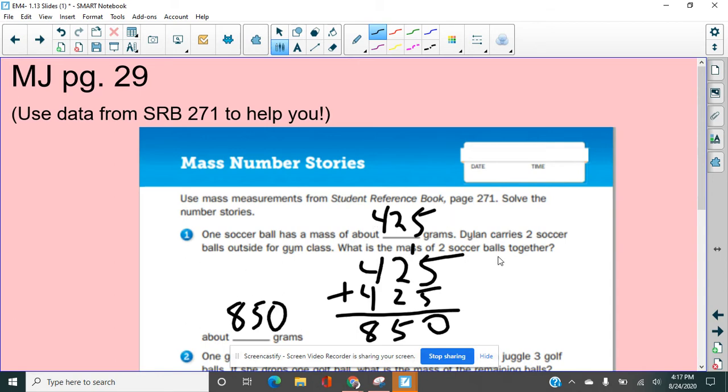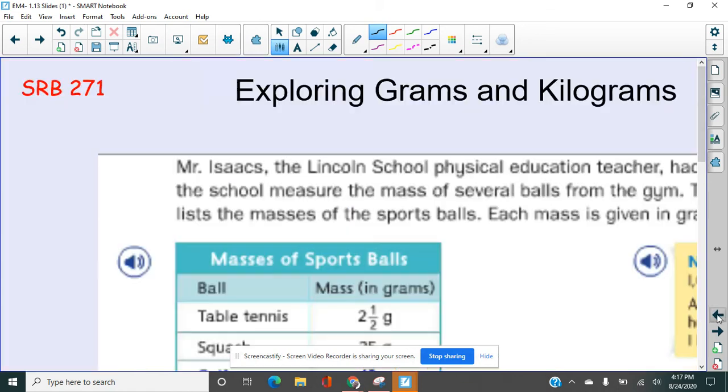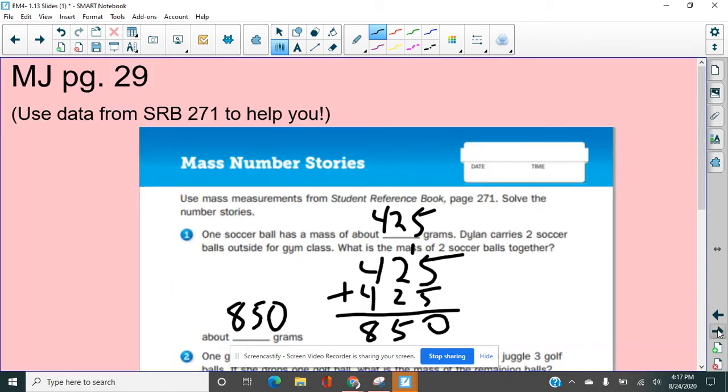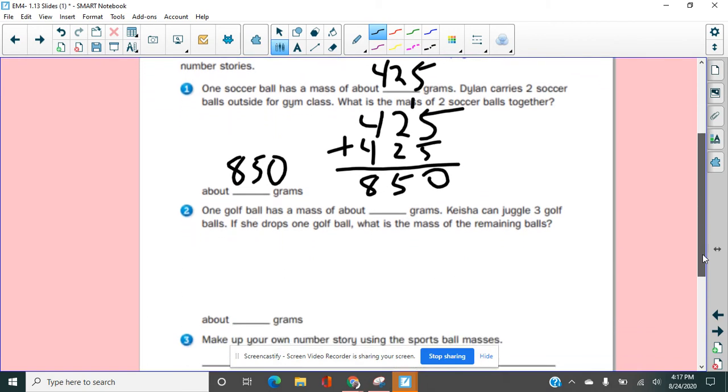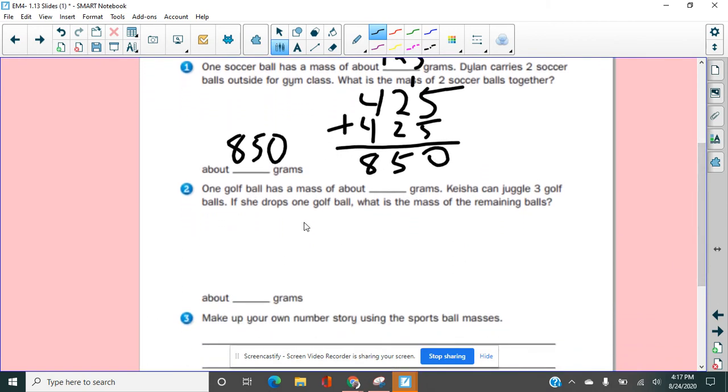Right? So we're going to use this data off of this chart to help us answer some questions about grams. Now, could you have done partial sums? Yes, right? 400 plus 400, 20 plus 20, and 5 plus 5, and then added those together. If that's the method that you prefer right now, that's great too. All right, here we go.